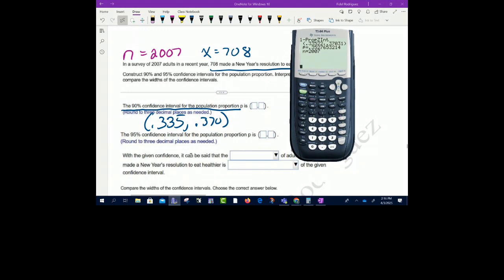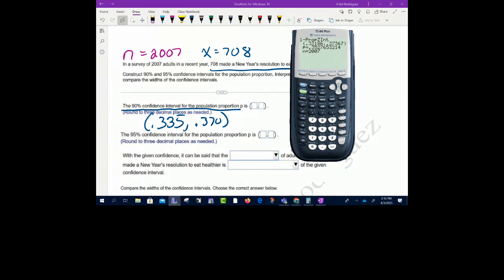Now we're going to do the same process all over again. The only thing we're going to change is the confidence level, to 95%. So I'm going to come back to STAT, go back to TESTS, and scroll down to the 1-proportion Z interval. At least in my calculator, it's A. Everything here is going to stay the same with one exception. My confidence level now is 0.95, so I'm just going to enter 0.95. Let's calculate this.